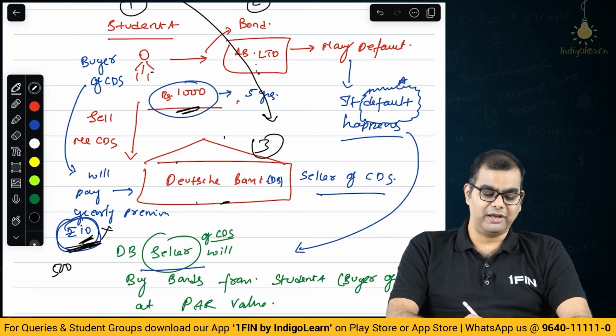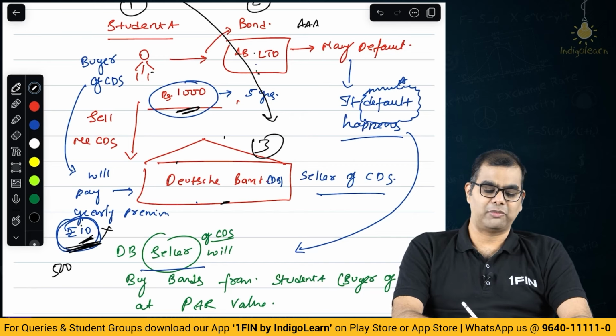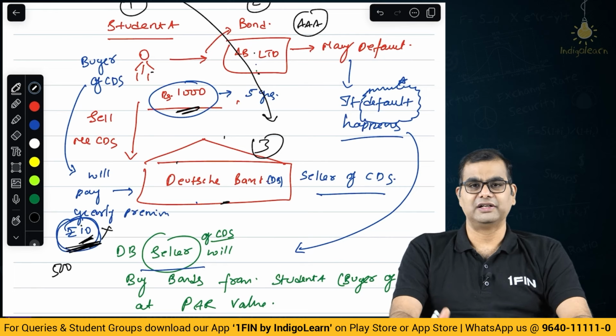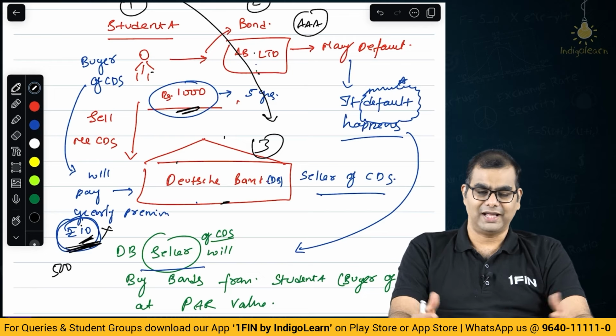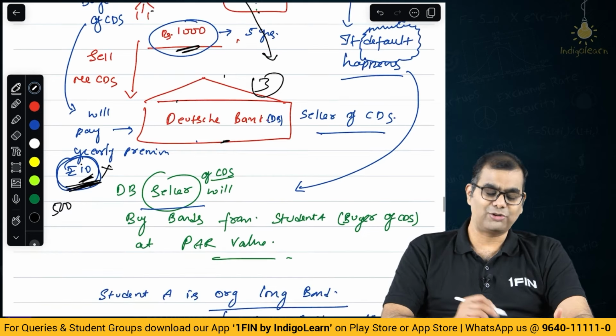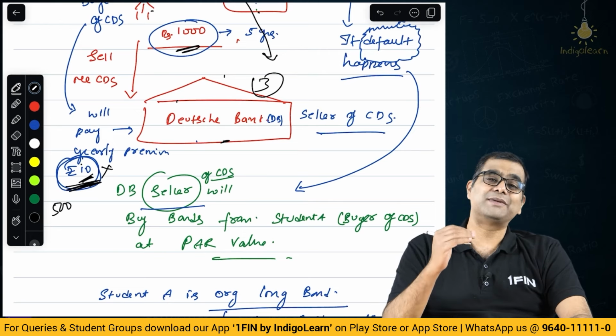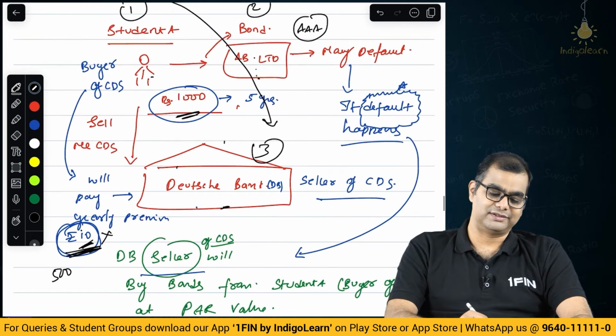If however, AB Limited is a AAA borrower, super clean financials, solid corporate governance, 100-year history, never defaulted. Entire family has never defaulted. Everybody in the family has an 800 credit score. Then they will charge 10 rupees premium, right? So the premium is linked to the risk perception of AB Limited.